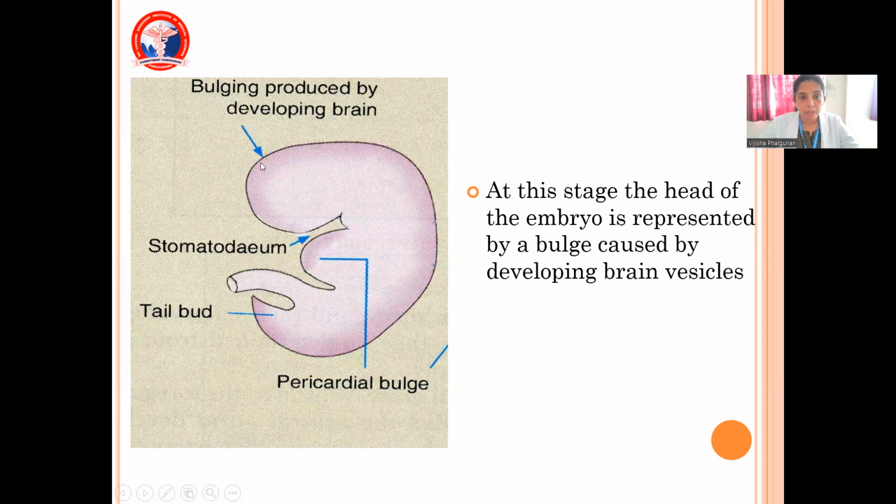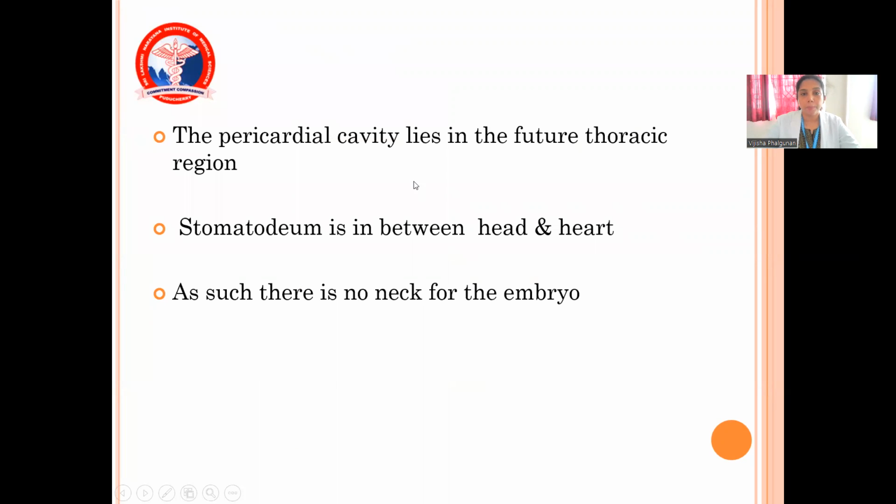So in between the developing brain bulge and the pericardial bulge, you have a small layer which is closed by a membrane. You call it buccopharyngeal membrane, which is nothing but your future oral cavity. So right now you are going to call it a stomatodeum. The pericardial cavity lies in the future thoracic region. Stomatodeum is in between the head and heart. I have already explained the diagram, how the embryo presents itself at this stage.